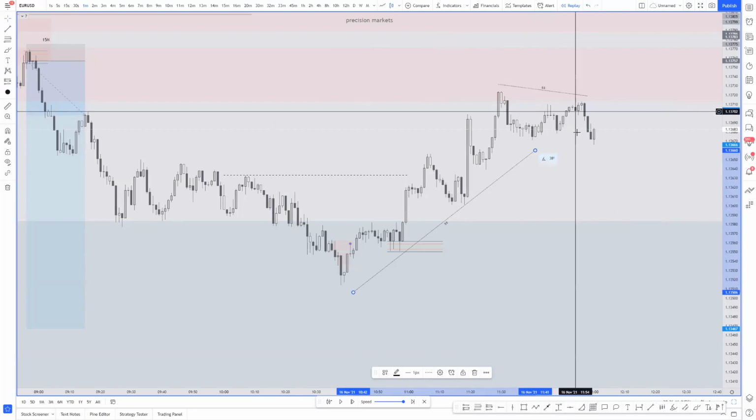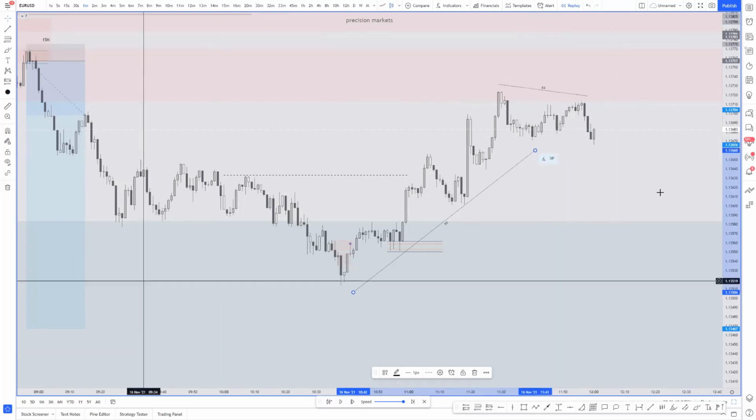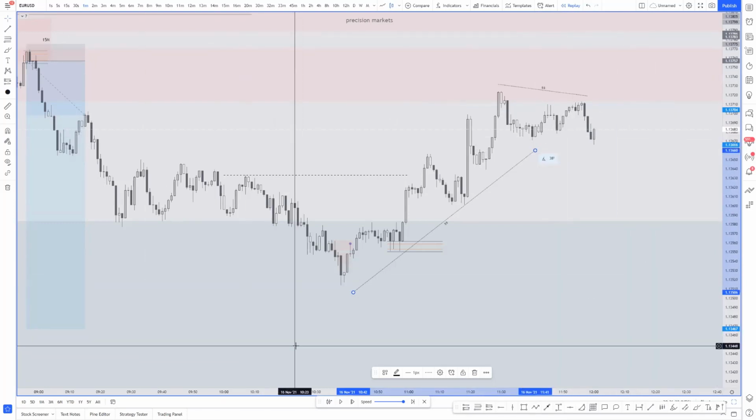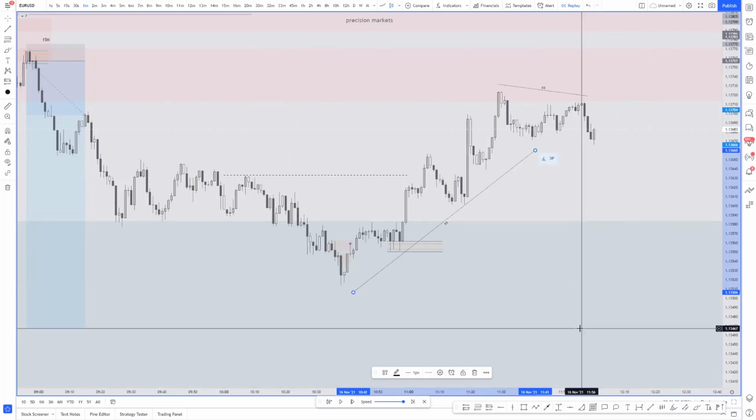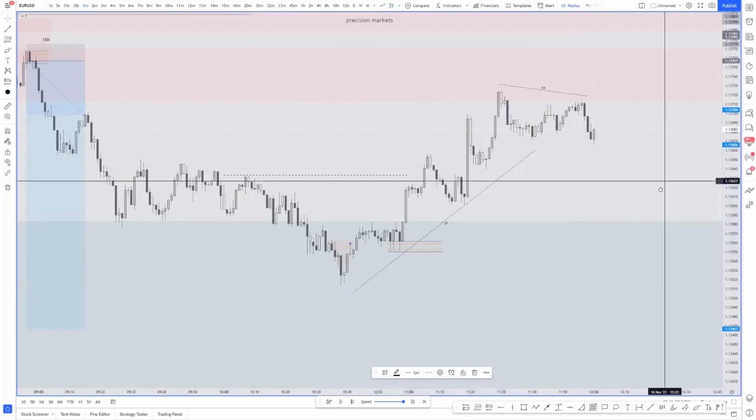For the most part, this stuff works out. The odd time you're going to draw all this beautiful stuff and then the market's just going to go right through your supply and go up. And there's really not a whole lot we can do about that. But yeah.